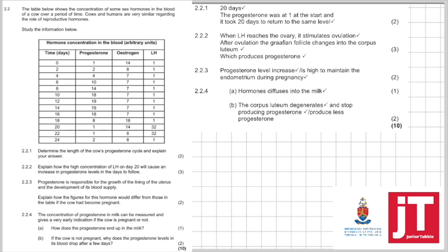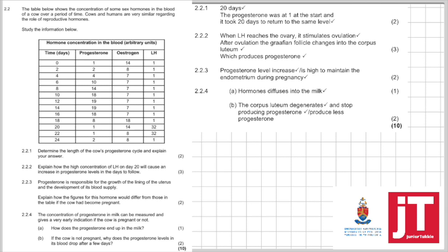2.2. The table below shows the concentration of some sex hormones in the blood of a cow over a period of time. Cows and humans are very similar regarding the role of reproductive hormones. Study the information below. So in your table, you have the hormone concentration in the blood in arbitrary units. You have the time in days, progesterone, estrogen, and LH concentrations. 2.2.1. Determine the length of the cow's progesterone cycle and explain your answer.